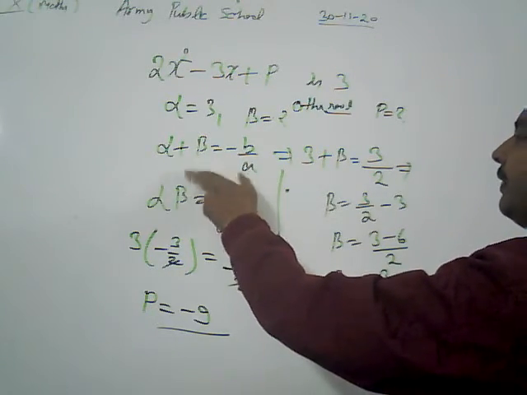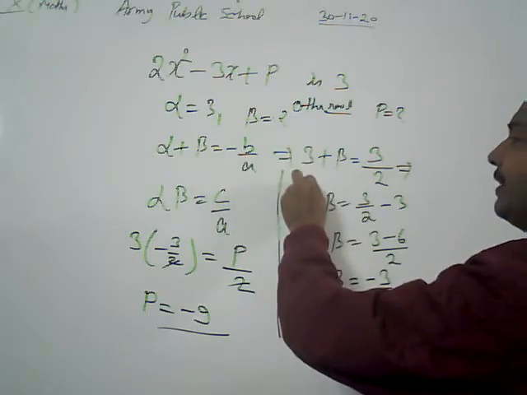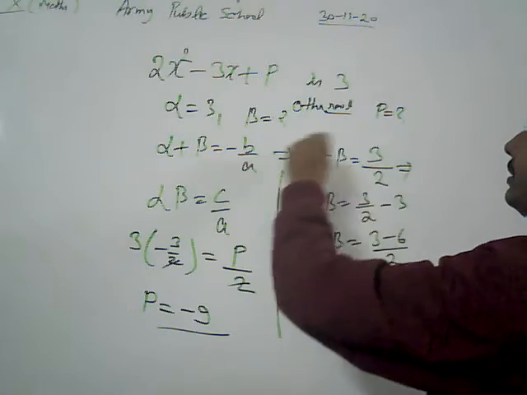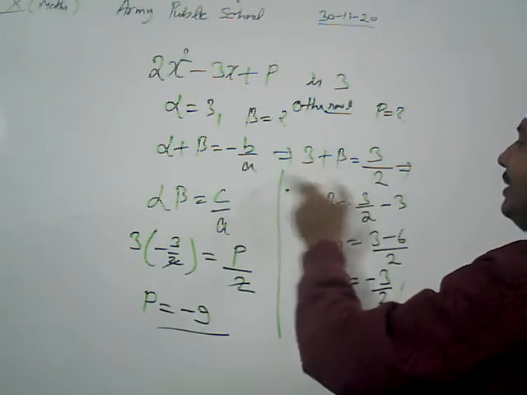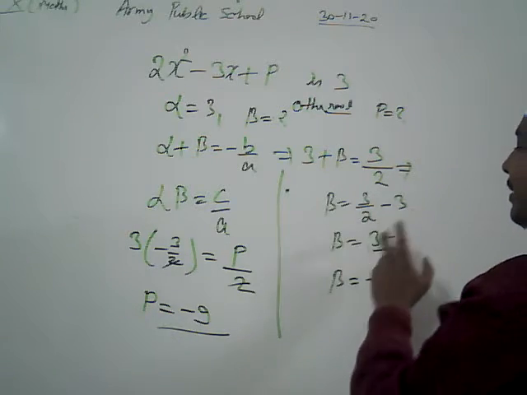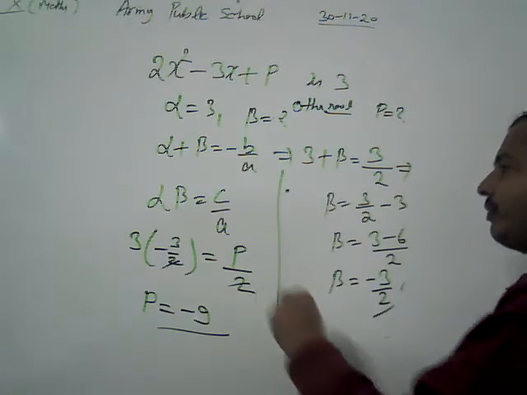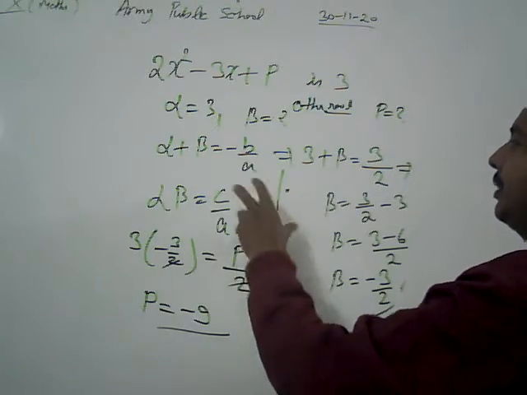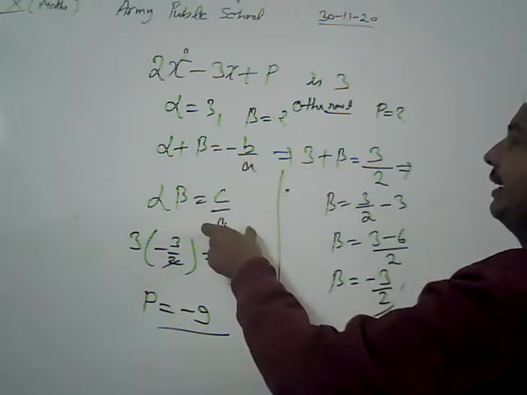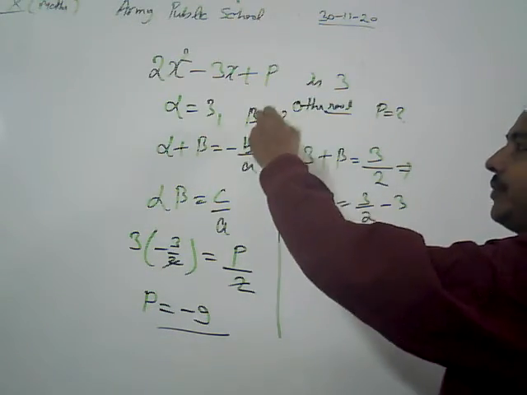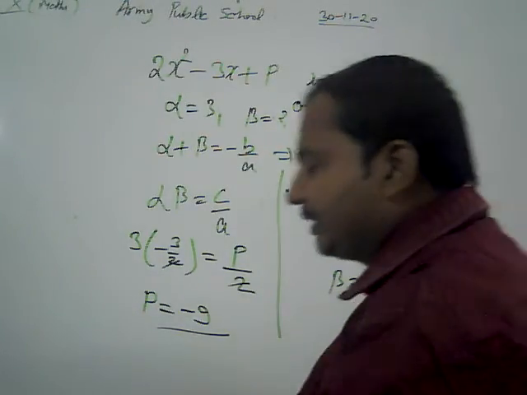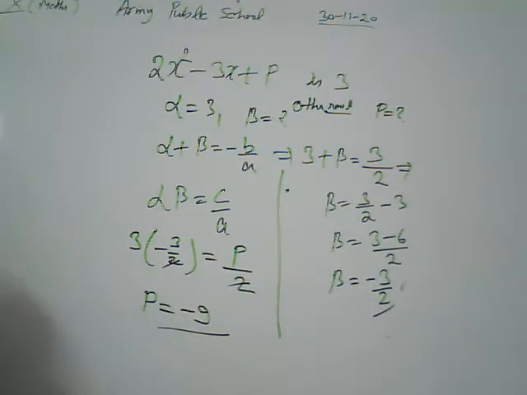Then for the sum of zeros, alpha plus beta is minus b by a. Putting the value of alpha as 3, we have to find the value of beta. Minus b by a, the value of b is minus 3, so minus minus is plus 3, and a is 2, giving 3 by 2. From solving it, beta is 3 by 2 minus 3, which is 3 minus 6 by 2, that is minus 3 by 2. Alpha into beta is c by a. Putting the value of beta here, and comparing, c is p and a is 2. After solving this, we get the value of p as minus 9.